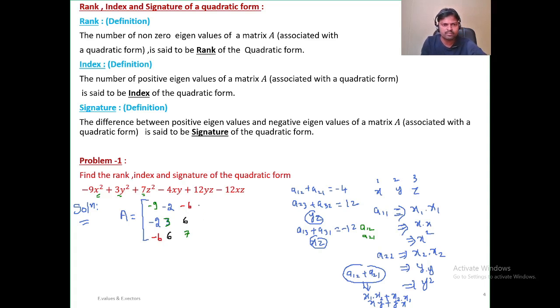Now over. So this is the associated matrix, a 3 by 3 matrix. For this matrix we need to calculate the eigenvalues. That's it. And moreover, this is a symmetric matrix. Look at minus 9, minus 2, minus 6 and minus 9, minus 2, minus 6. And minus 2, 3, 6, minus 2, 3, 6. Minus 6, 6, 7, minus 6, 6, 7. And such a matrix is unique. Now let us compute the eigenvalues.